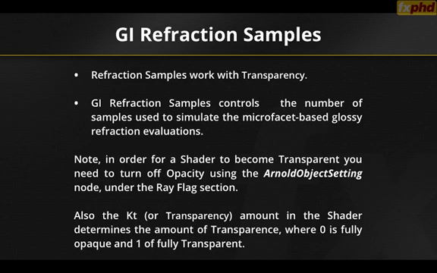Now note, in order for a shader to become transparent, you need to turn off opacity, because it's on by default, using the Arnold object setting node, and we talked about that node earlier. This is one of the uses of this node. We basically need to go to the ray flag and turn off opacity. By default, in order to speed up Arnold's rendering, it has this flag switched on for all of the geometry, basically saying it's all solid, so it doesn't have to try and calculate transparency. So if you know something's going to be transparent, you've got to switch off opacity.